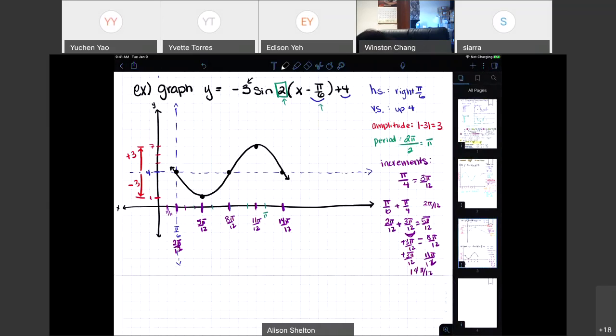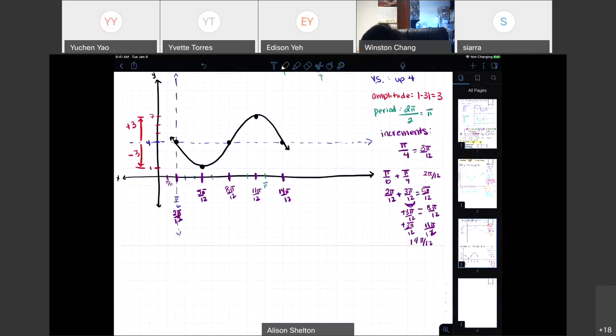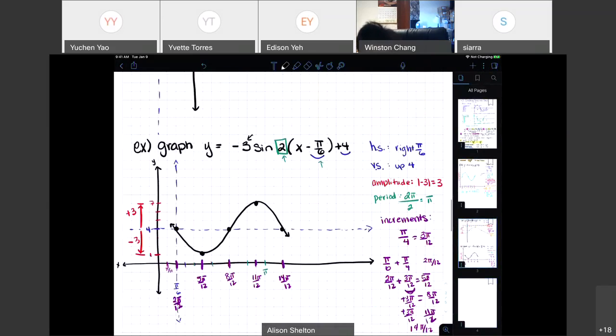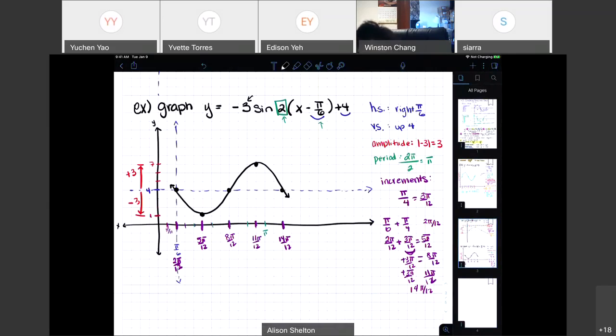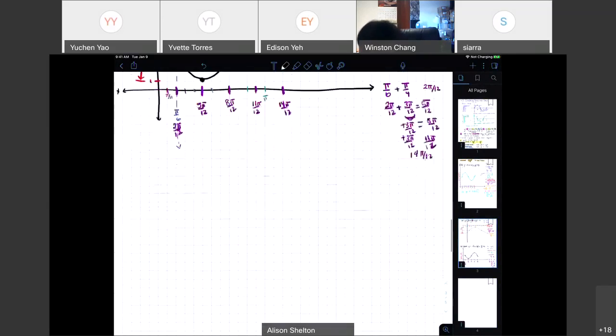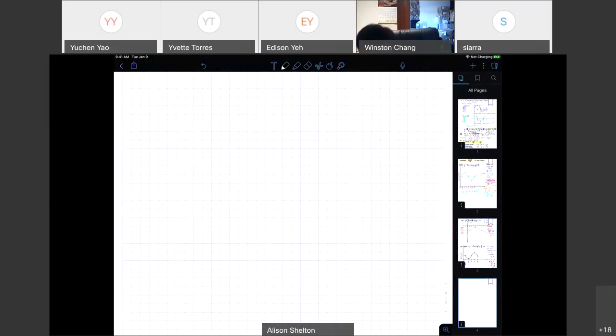So for the next thing, we're going to go on to graphing the cosecant, secant, tangent, and cotangent. Before we do that, do we have any questions on graphing? All right, you guys are hanging in there. We're doing 4.6. Graphing.